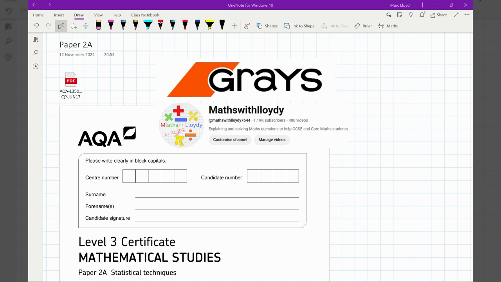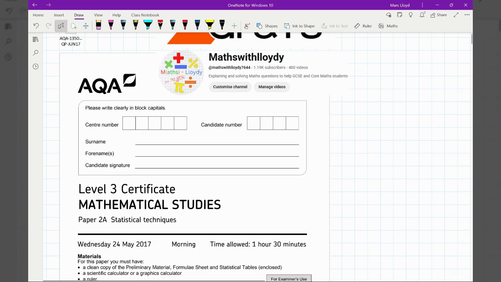Today we're looking at question 1 on the 2017 paper. This is paper 2. This is the same for 2A, 2B, 2C.